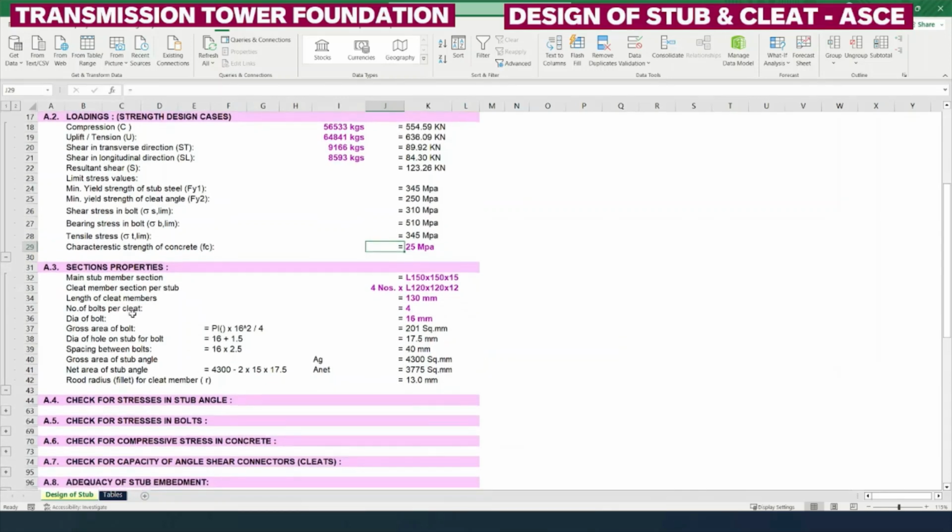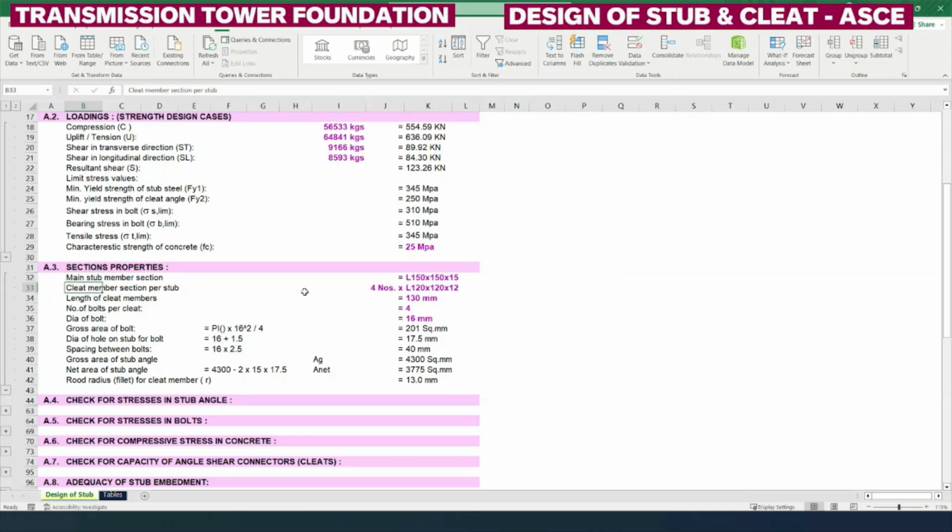Coming to the section properties, the main stub member section is generally equal to the main leg of the structure, or in case of any body extensions or leg extension, we can consider the leg size which we are going to consider for the extension. So here we can consider the same as the bottom leg, 150 by 150 by 15 angle.